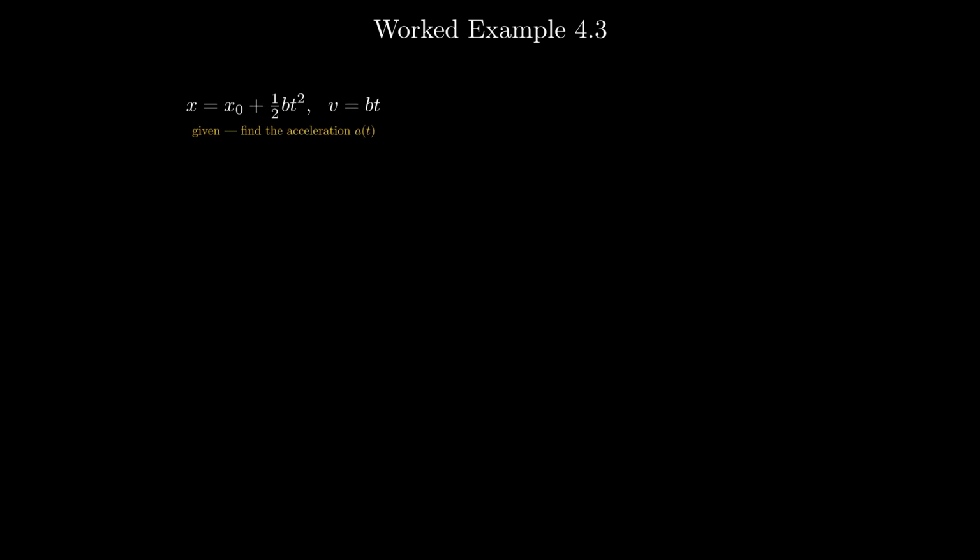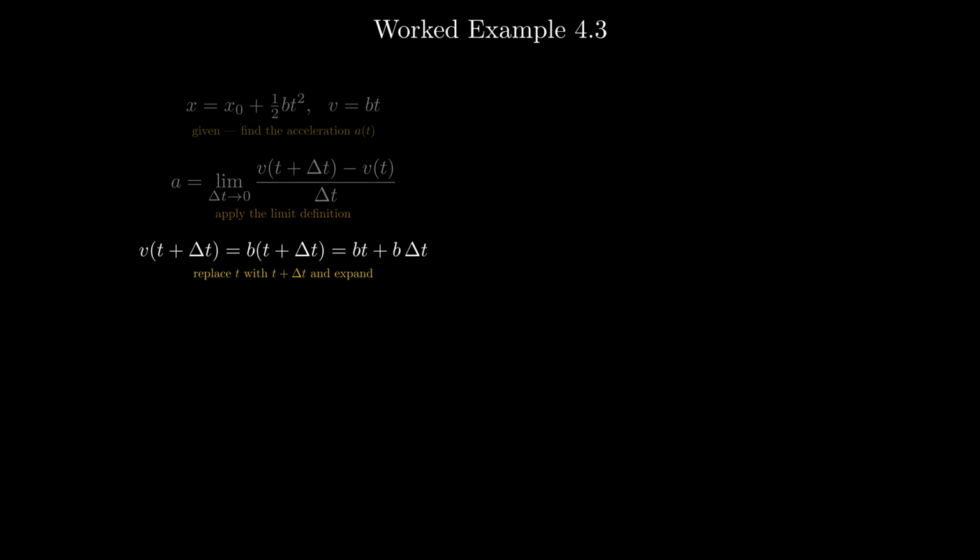The position function is s equals s naught plus 1/2 b t squared, and the velocity component is v equals b times t. We want the instantaneous acceleration. Apply the limit definition. a equals the limit as delta t approaches 0 of v of t plus delta t minus v of t, all divided by delta t. First, evaluate v at t plus delta t. Since v equals b times t, replace t with t plus delta t to get b times the quantity t plus delta t. This expands to bt plus b times delta t.